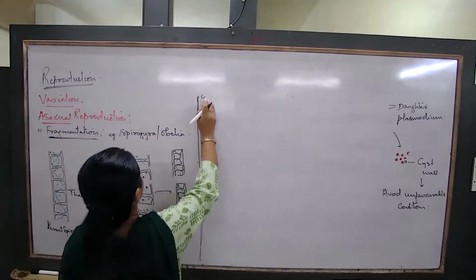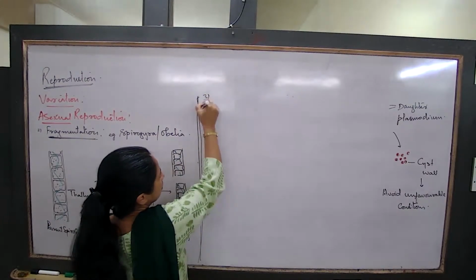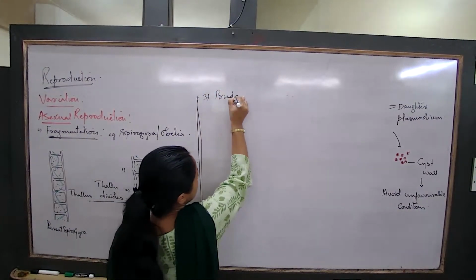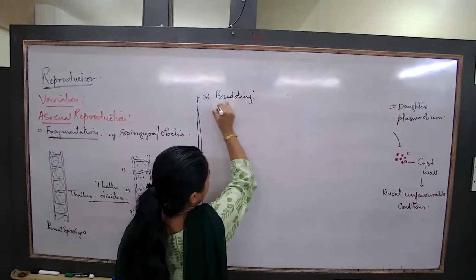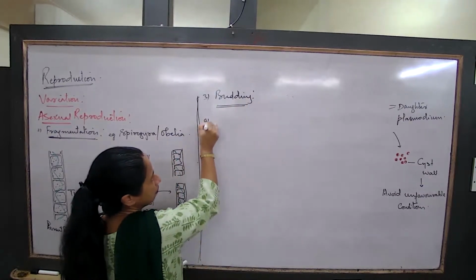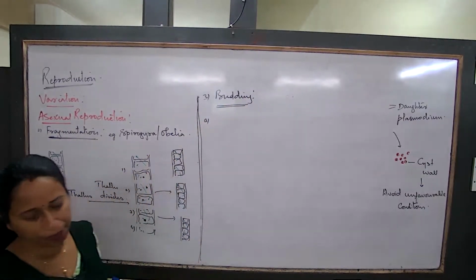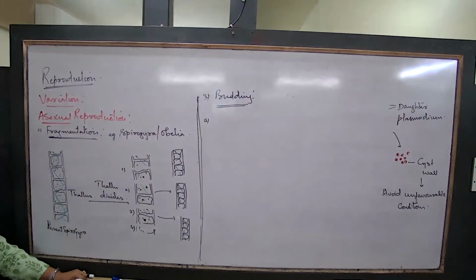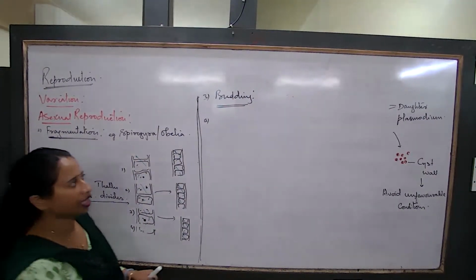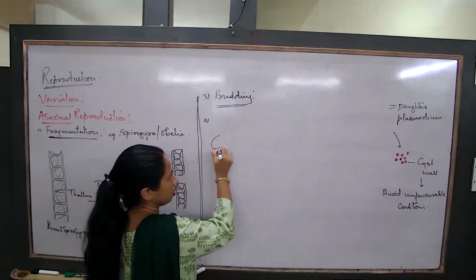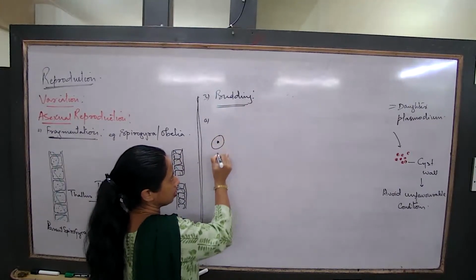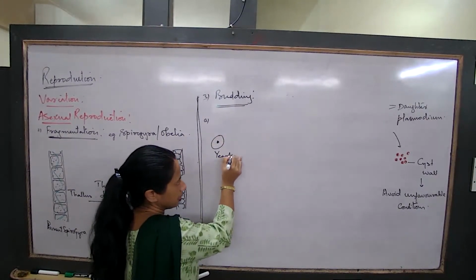Next, the third method that we talk about is budding. Now, first of all, if I talk about budding, there are 2-3 types. First is budding in unicellular organisms. What type of organism am I talking about? One is the yeast, the parent yeast, I may understand.